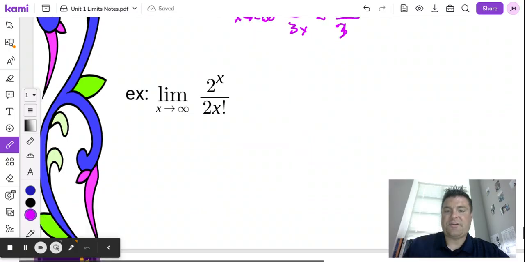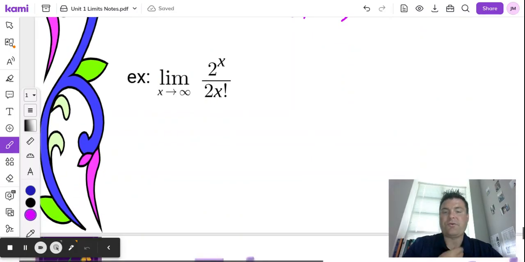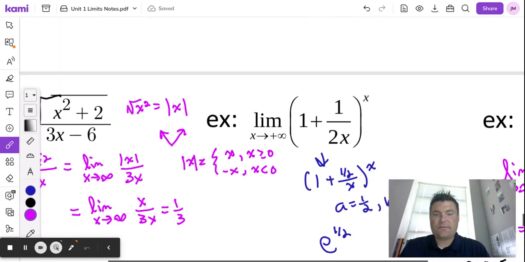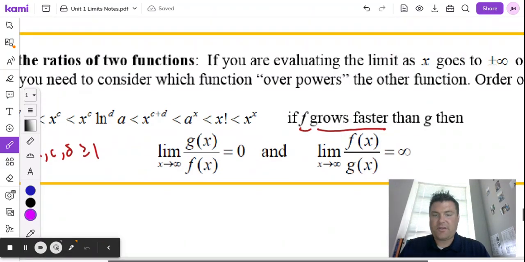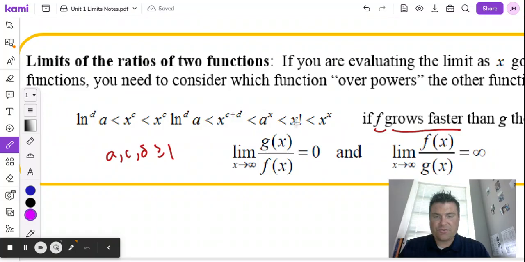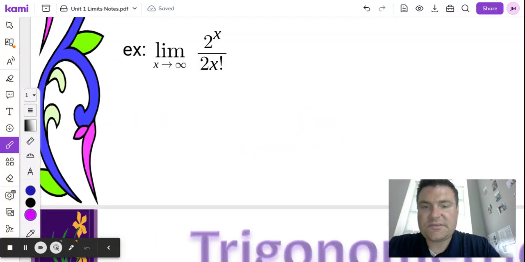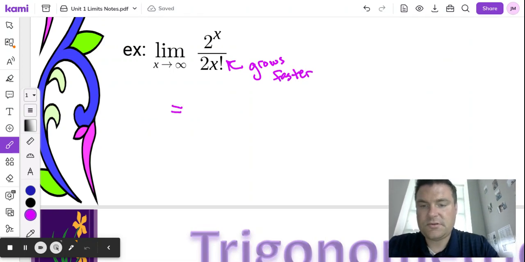For this example down here, this is just the growth. Which one grows faster, 2 to the x or x factorial? If you look right here, the exponential grows slower than the factorial. So the factorial grows faster, so this is going to equal 0.